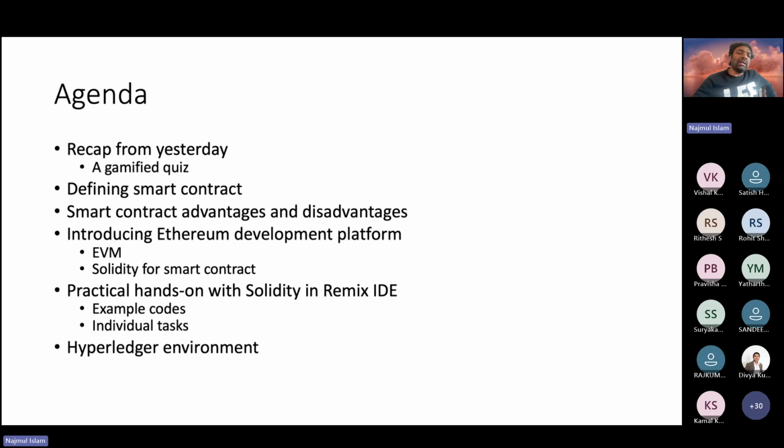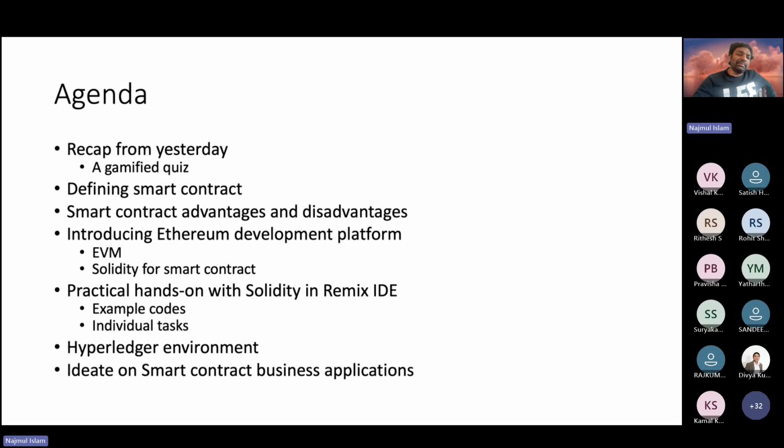Okay. And then I will also briefly explain the Hyperledger environment, but we will not do any smart contract or anything over there. I will just show you very briefly, from the theoretical point of view, the Hyperledger environment and what kind of tools are there. I will just tell you, based on the slides.